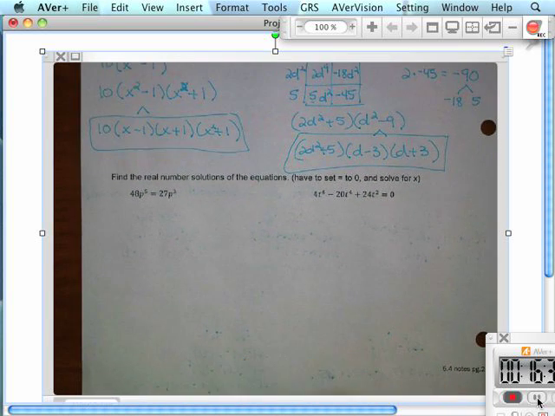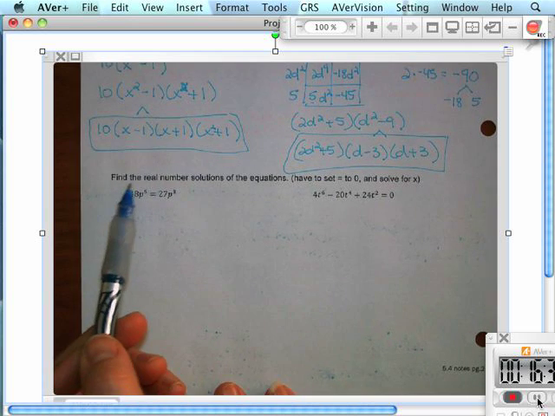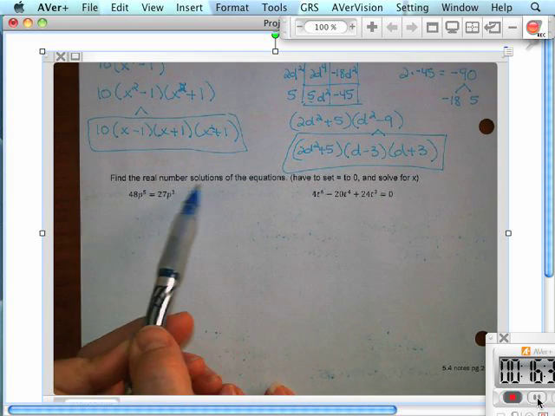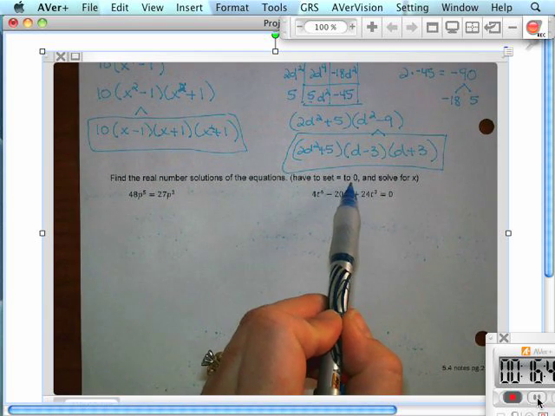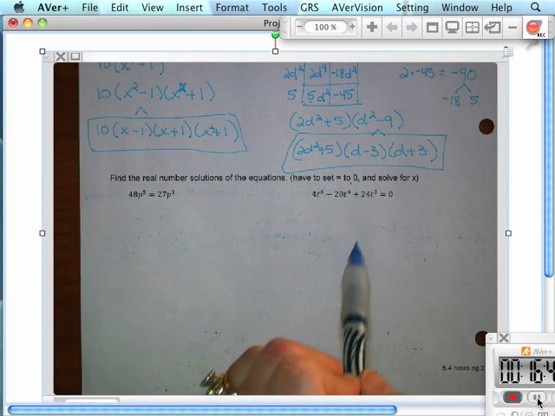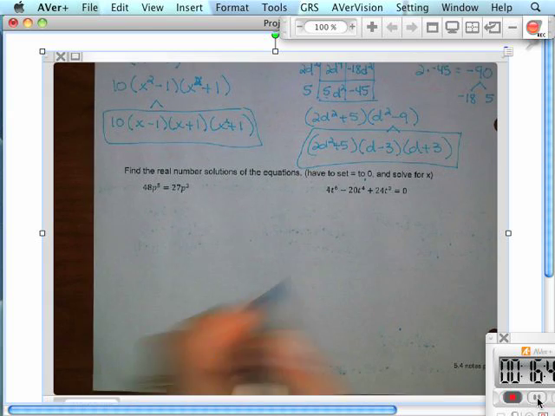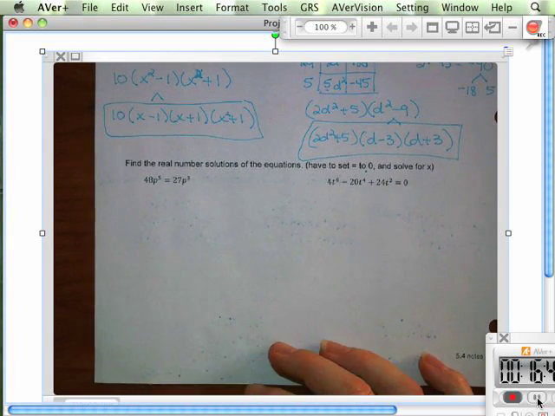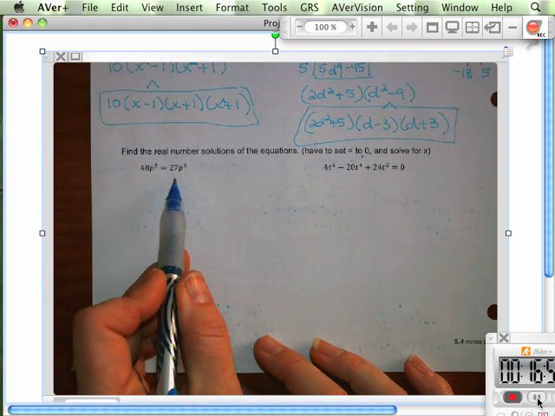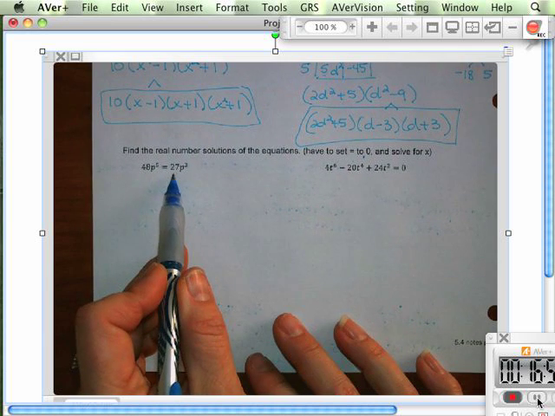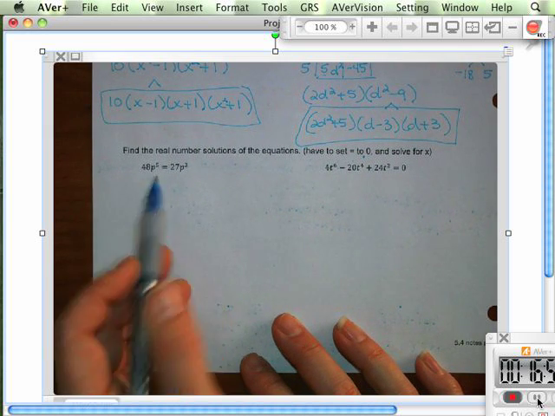Okay, there's a couple other things you're going to see. It says find the real number solutions of the equations. What that means is you have to set whatever you're working with equal to 0 and solve for x, not just factor. I'm not going to do both of them because it's going to take a little too long, but I'm going to help you get this one set up. First of all, it's not set equal to 0. So I'm going to subtract this from this side.